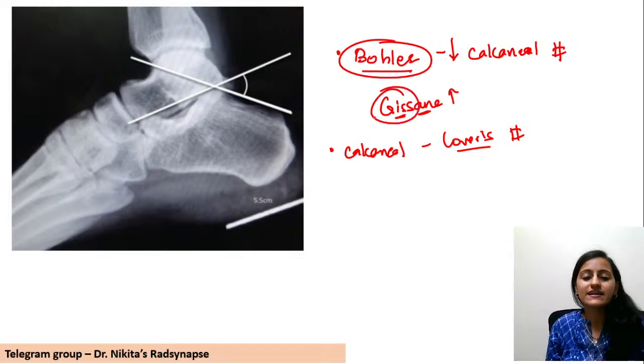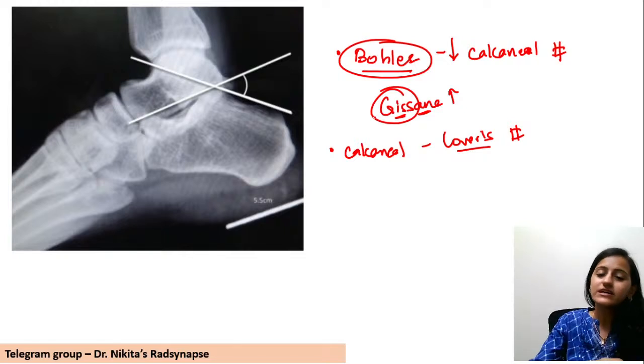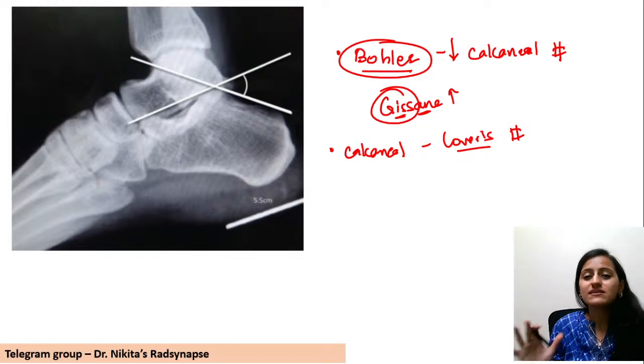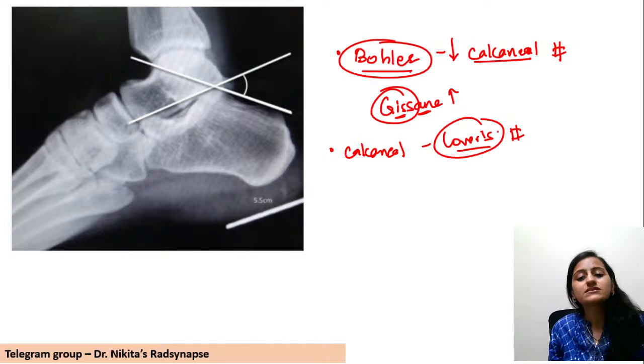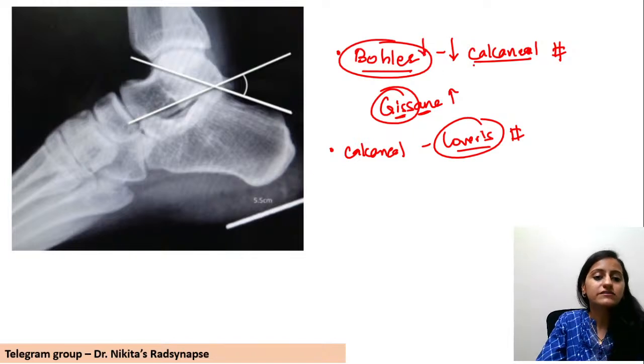So you have Gisane's angle. When he does the bowling, he takes a wicket. Anushka, the lover, is very excited and jumps from the pavilion, and she gets the calcaneal fracture. That is the lover's fracture. Remember, Bowler's, Gisane's, calcaneal. That is your lover's fracture.